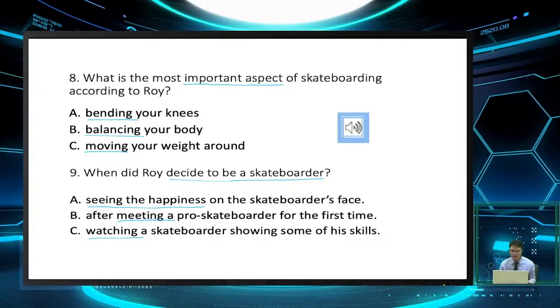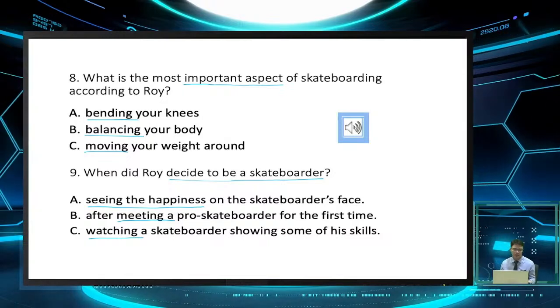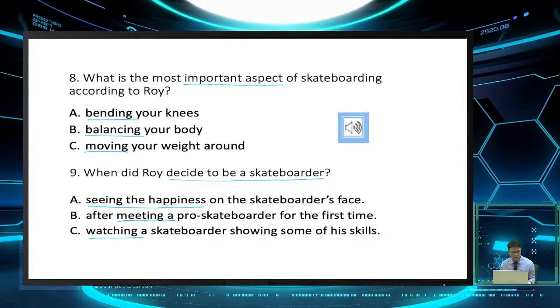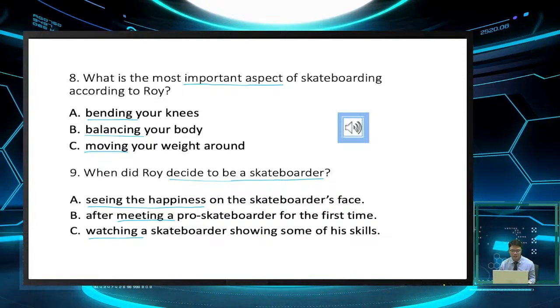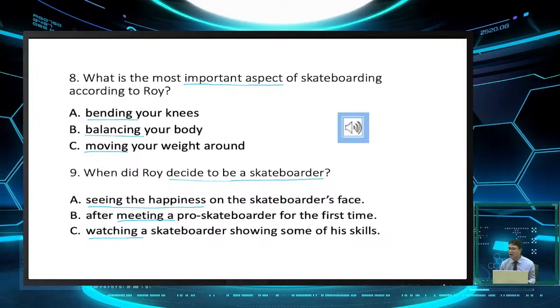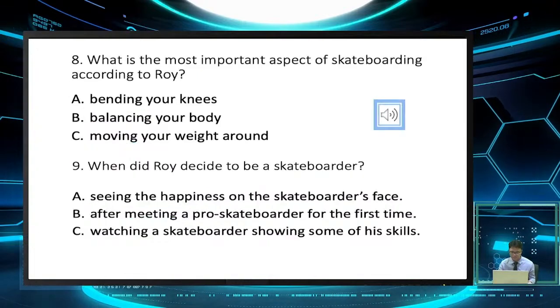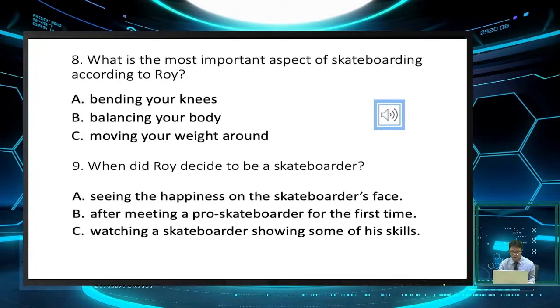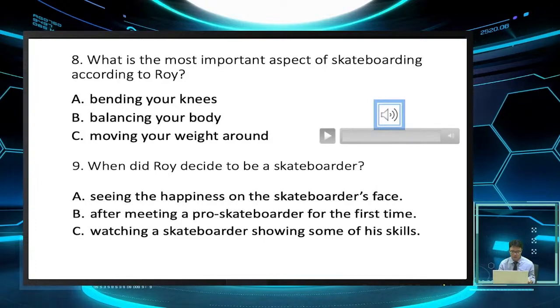For example, here I've underlined for you the important aspects: bending, balancing, moving. This number 9, decide to be the skateboarder. And then for the options, you have A, seeing the happiness, B, after meeting, C, watching. You can see that I'm underlining all the verbs. So now I'm going to play the audio.